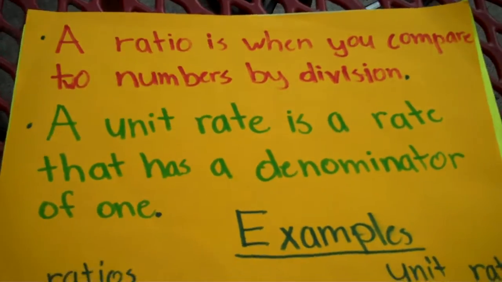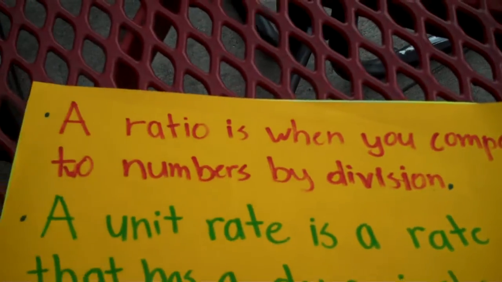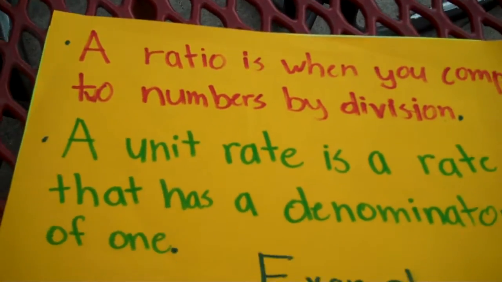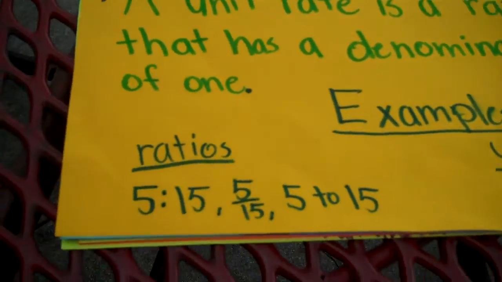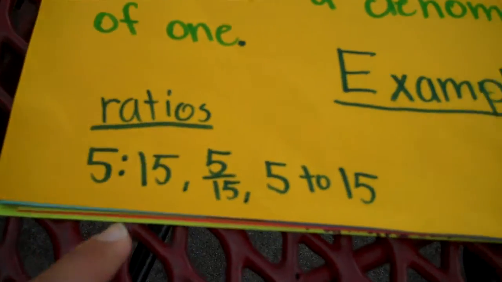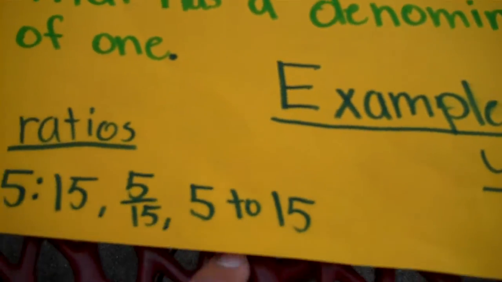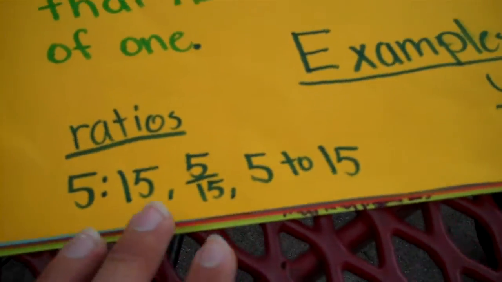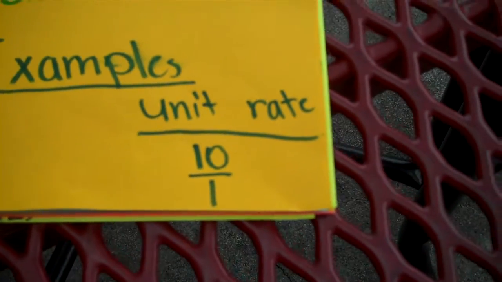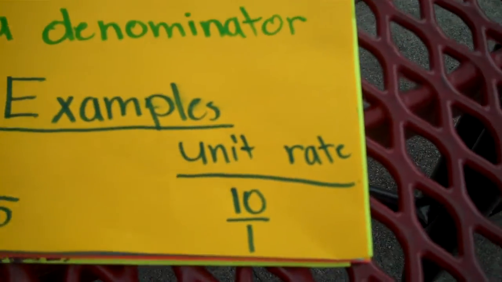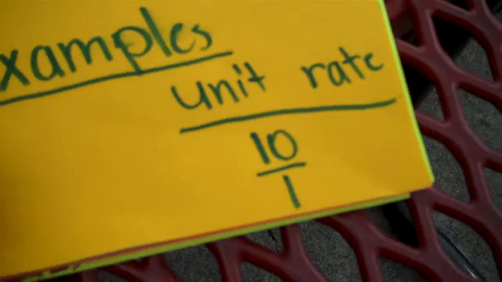The first things you'll learn in Chapter 6 are ratios and unit rates. A ratio is when you compare two numbers by division. A unit rate is a rate that has a denominator of 1. Here are some examples of ratios. 5 to 15, it's the same thing as 5 over 15 and 5:15. They're all the same thing, so there's some examples. And a unit rate is when something has a denominator of 1, so like miles per hour or miles per gallon. So 10 over 1 is a perfect unit rate.